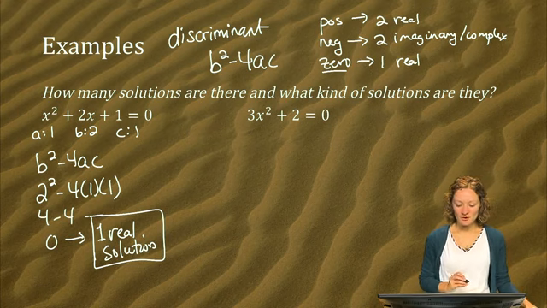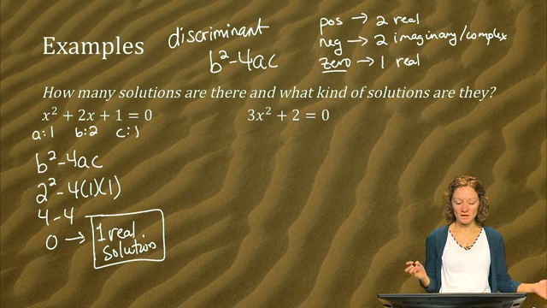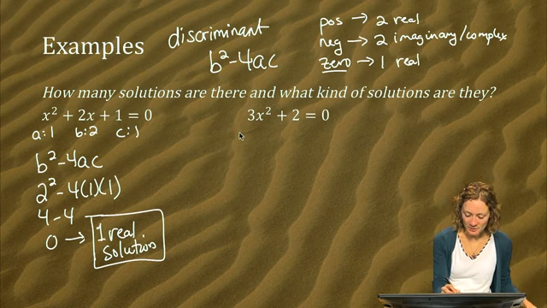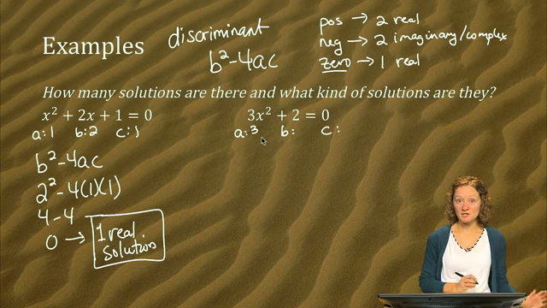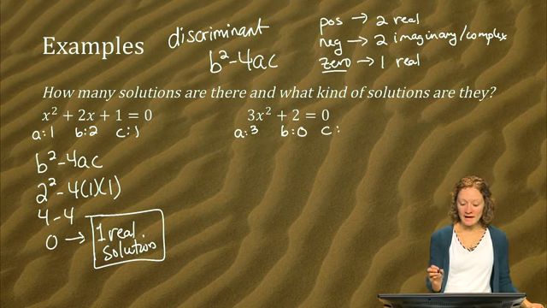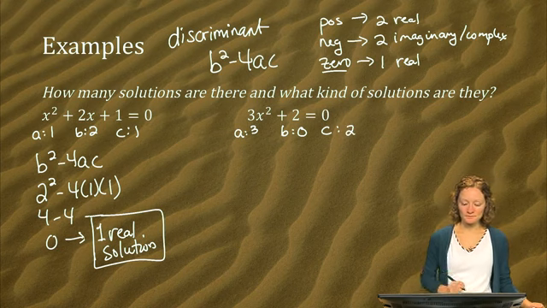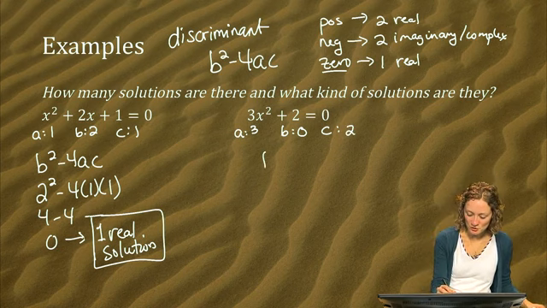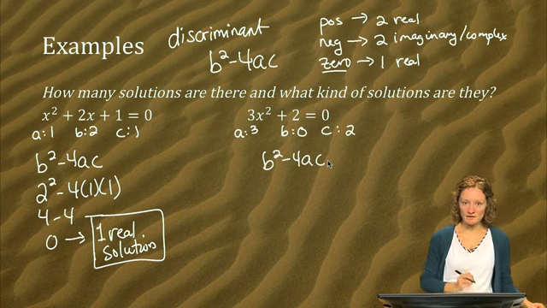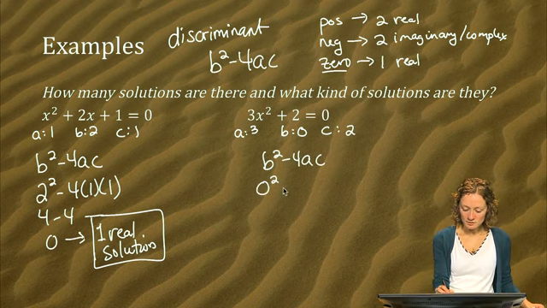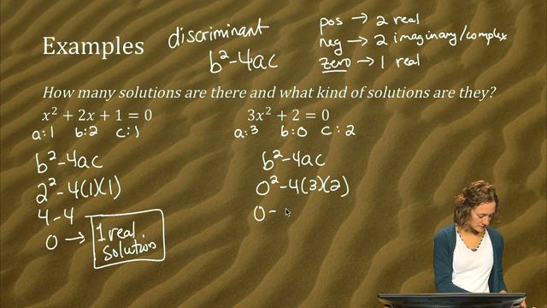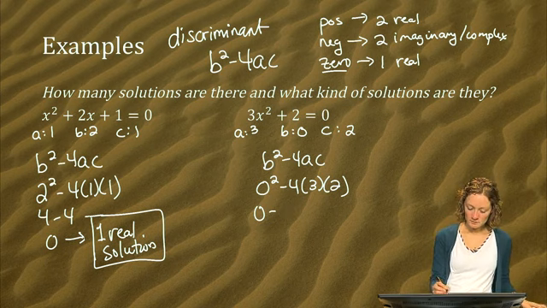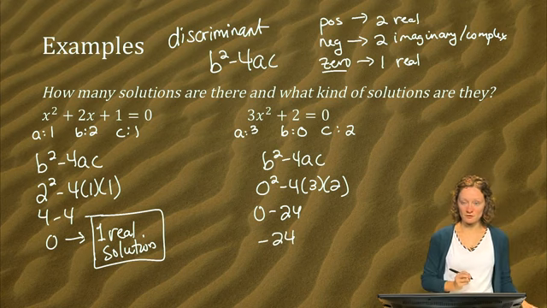Okay, for the second one, we have 3x squared plus 2 equals 0. Again, we only want how many solutions and what kind. So we identify a, b, and c. A is the coefficient of the x squared. B is the coefficient on the x term. We don't have one, so it's a 0. And c is the number by itself, 2. So plug them into b squared minus 4ac, the part that would be under the radical. Our b is 0 squared minus 4 times 3 times 2. We get 0 minus 24. We get negative 24.